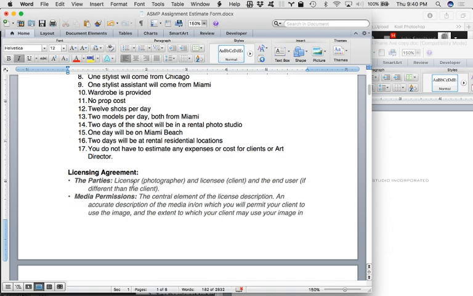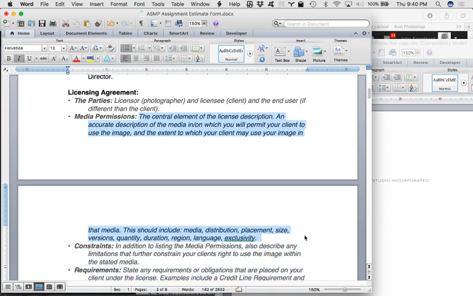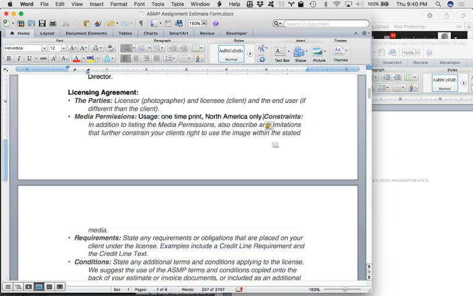IBM could be the ultimate end user for this. Media permissions. This, again, is where you would put in that one-time North American only. Are there any other constraints in this? This is where, again, you would go through that whole PLUS system to decide, are there any restrictions that we're putting on this? Daniel.